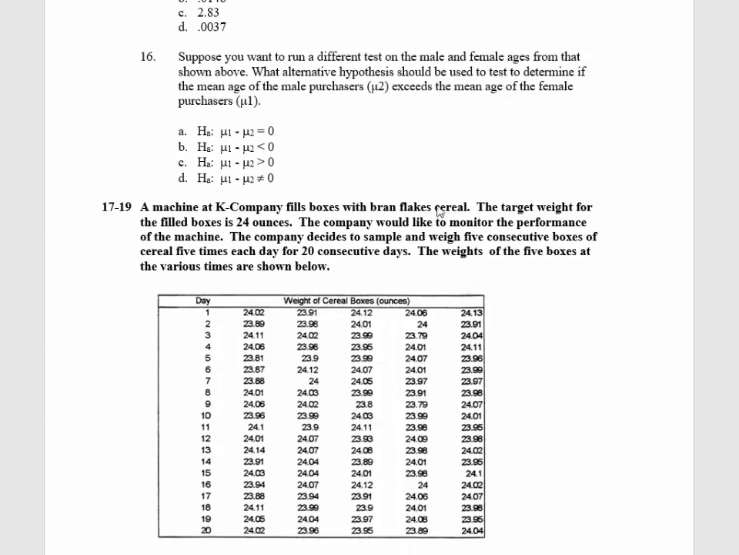All right, question 16. Suppose you want to run a different test. What alternative should you use to determine if the mean age of male purchasers, the second group, exceeds the first? If you want to see if the second group exceeds the first, it's really tempting to say exceeds, it's a greater than, but it's not. We talked about comparing ages, and I said my age and your age. I'm 30 years different from you. Well, if I'm the second group, it's going to be a negative number. If I take your age minus my age, we're going to get a negative 30. That's a number less than 0. So if you want to see if the second group is bigger, you actually do a less than test. So answer B is the correct answer in number 16.